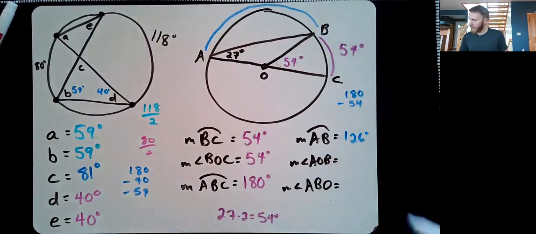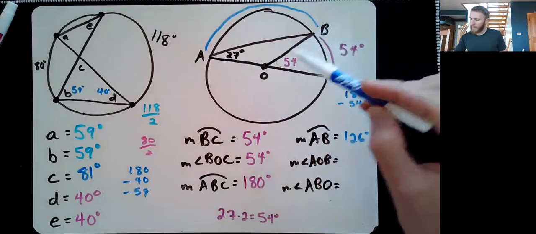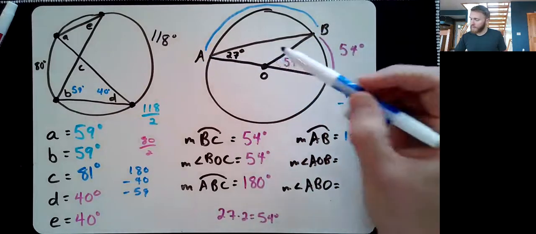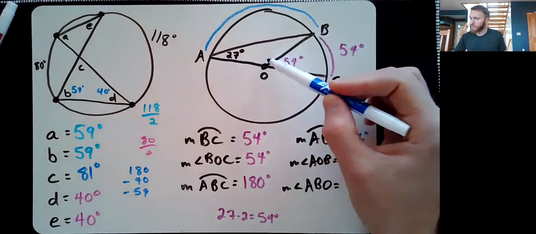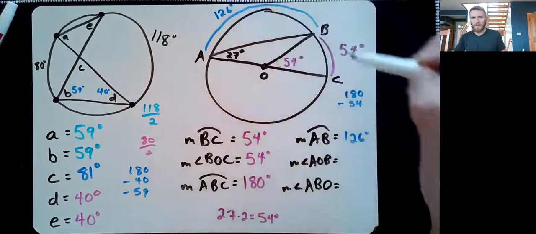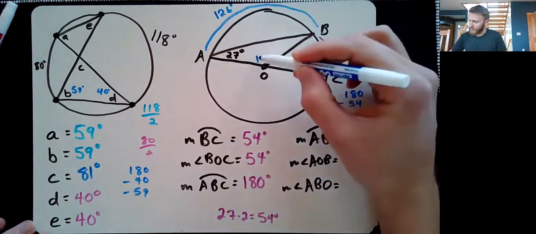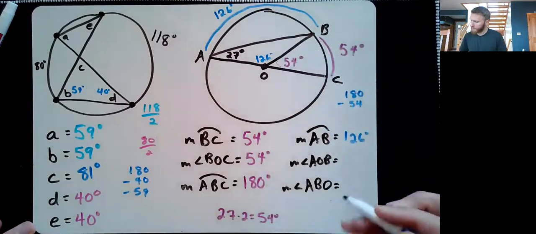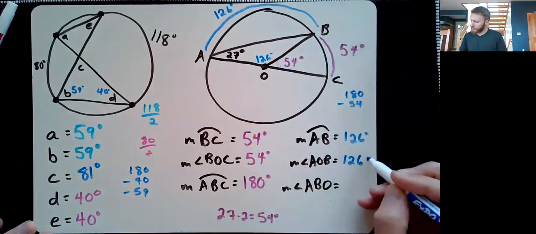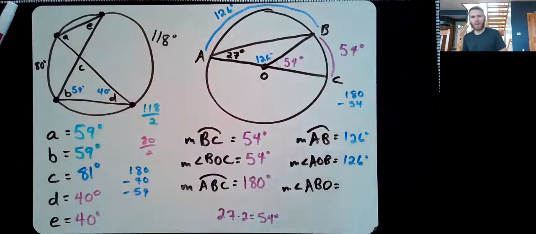Great. Angle AOB, that's a central angle with the vertex here. They're asking me for this angle right in here. Well, if I just told you this arc is 126 degrees, the central angle that intercepts it is also 126 degrees. These two here are very similar to these two here. It's the arc and the angle that intercepts it.